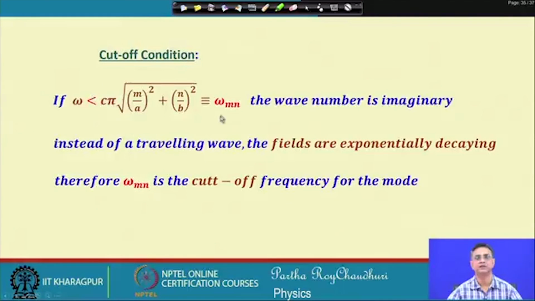So, we can set the cutoff frequency for the parameters given, with a and b as the dimensions of the waveguide, and m and n being the integers 1, 2, 3, etc. The wave number for this will be imaginary, and instead of a travelling wave, the fields are, as we have explained, exponentially decaying with distance. Therefore, omega m n is the cutoff frequency for these modes.